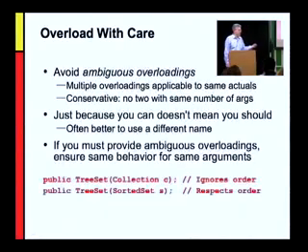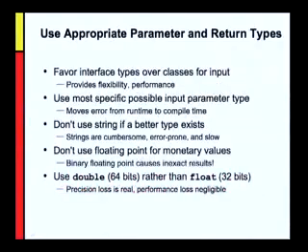You should use appropriate parameter and return types. That means you should favor interfaces over specific classes. You should use the most specific possible input parameter type. If you accept, let's say, a collection, but you'll blow up unless somebody passes you a set, that's broken. You've just taken something that could have been caught at compile time, and instead you're catching it at runtime.